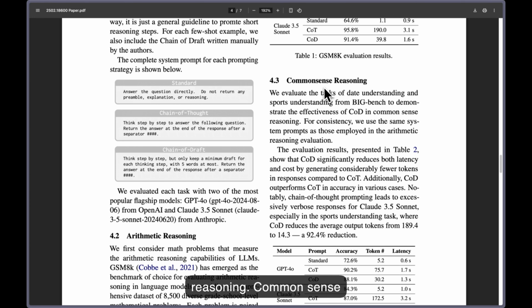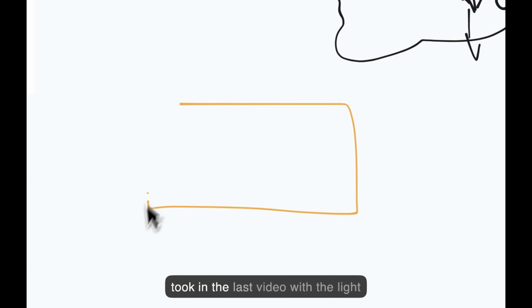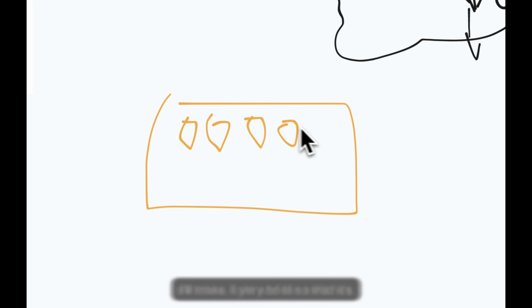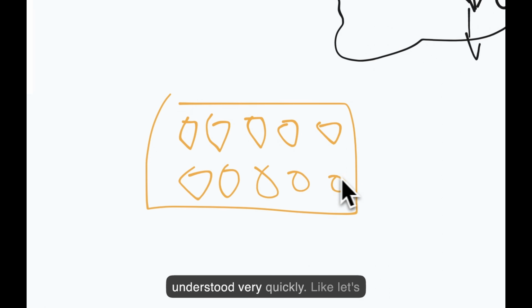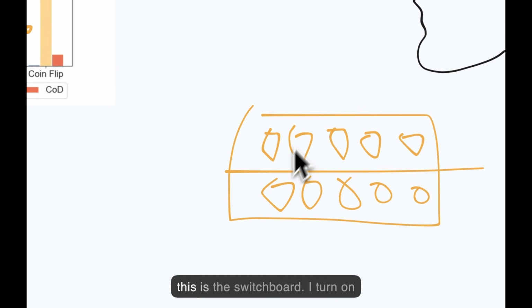Common sense reasoning is basically, let's take the example of us humans again, because we as a superior species have prefrontal cortexes and everything, and we can reason well, right? I'll take the example which I took in the last video with the light and fan switches. I'll make it very brief so that it's understood quickly. Let's say I have a row over here. Okay, this is the switchboard.